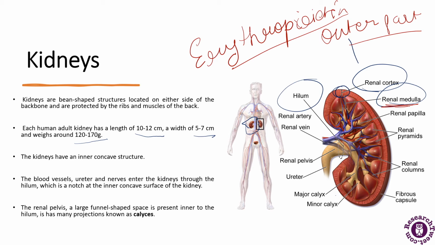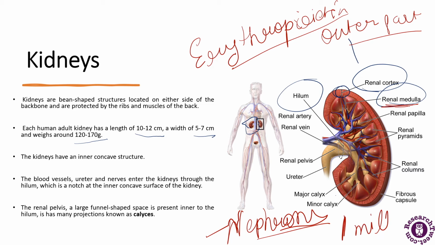So nephrons are the functional units of the kidney, and each kidney has about 1 million nephrons. The basic function of the nephron is to carry out secretion as well as excretion. This is the main function of the nephrons.